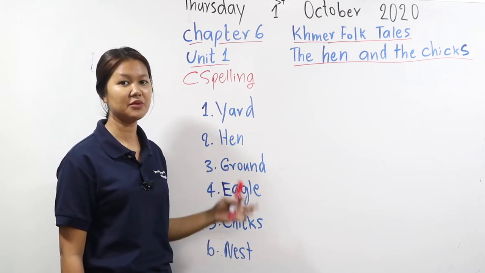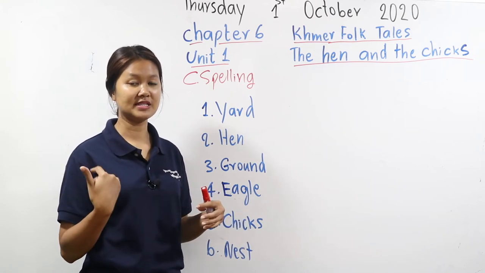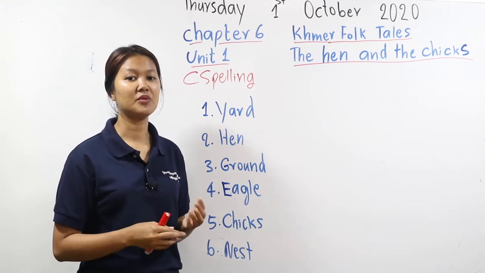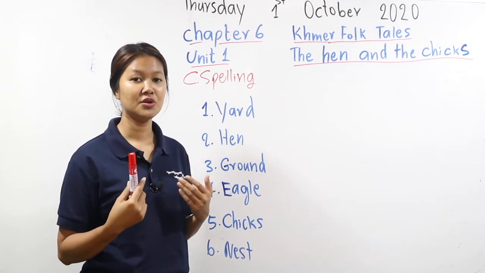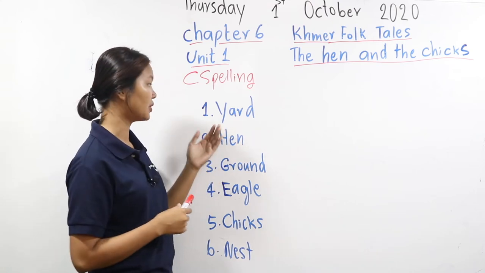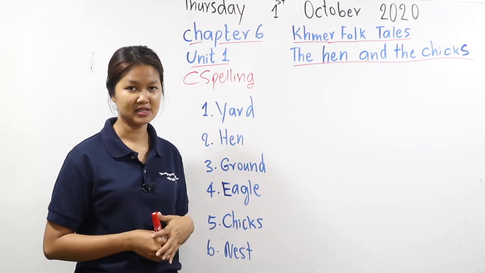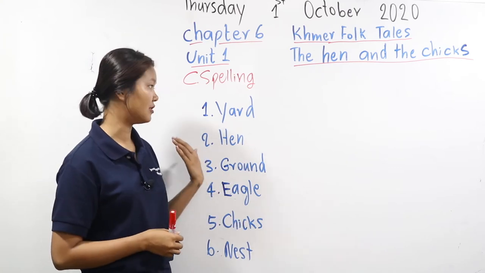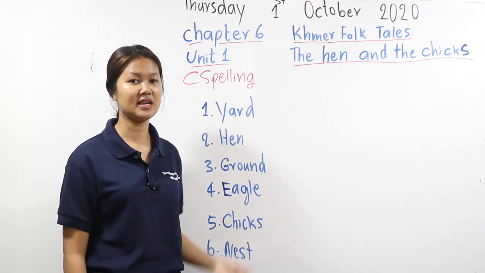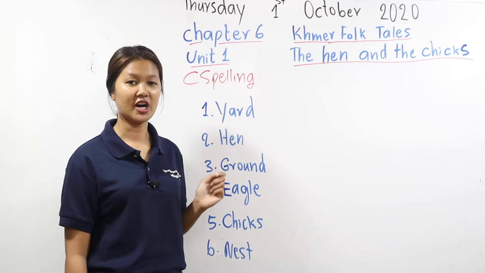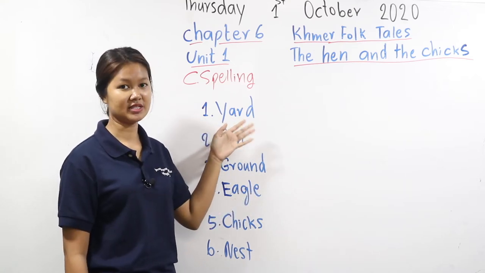All right, so let's read again so that we just like exercise our brain, and we also can memorize. Yard, hen, ground, eagle, chicks, nest. So this is the way we spell, like our lesson before. If someone wants you to spell the word for them, they will say, can you spell, for example, the word yard? Can you spell the word yard, please? Or if somebody asks you, and then you will spell for them, you will say this word again, yard, spell, and then we will say each letter, okay?